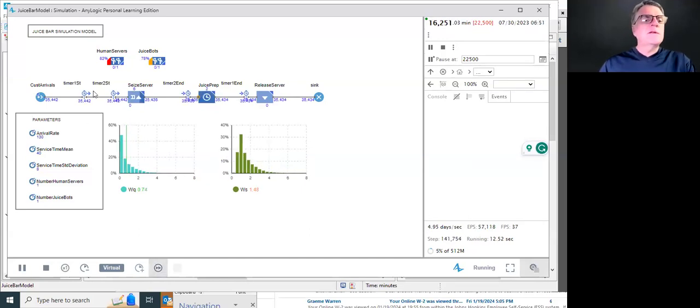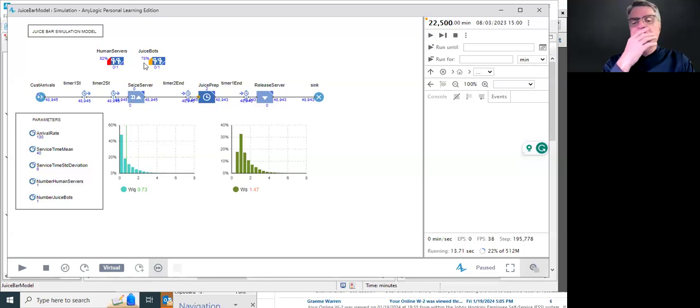So you can see the human is actually busy more than the Juicebot, 82 to 78. And the time in system is about 1.5 minutes, so about 90 seconds. So a little bit of a flexible option, human and robot, and this model, in fact, can analyze that. Hope you enjoyed this, and hopefully it was a soft landing for you with the queuing and the simulation.